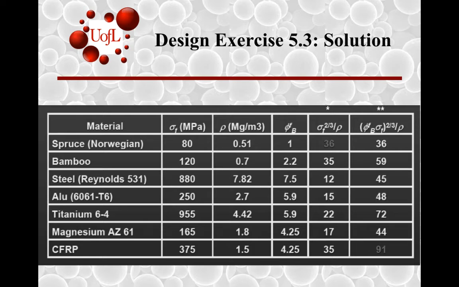I will leave it as an exercise for you to determine what the material indices are in this case. So when you don't include shape factors, the best choice is this Norwegian spruce, because it has the highest material index without taking into account any shape variations. And this can be seen with the rest of the math over here.